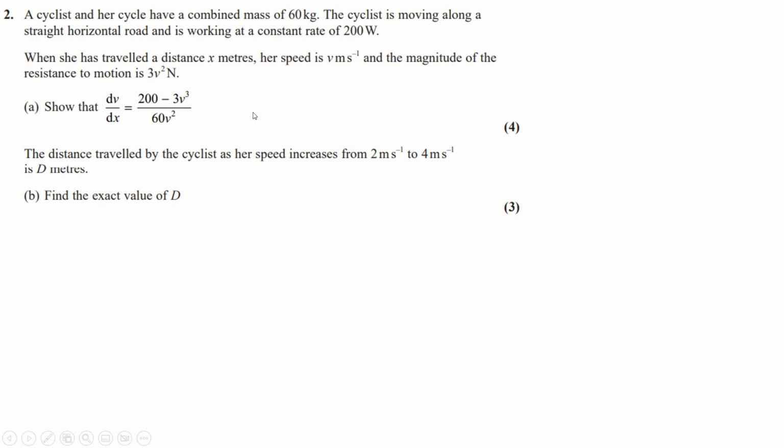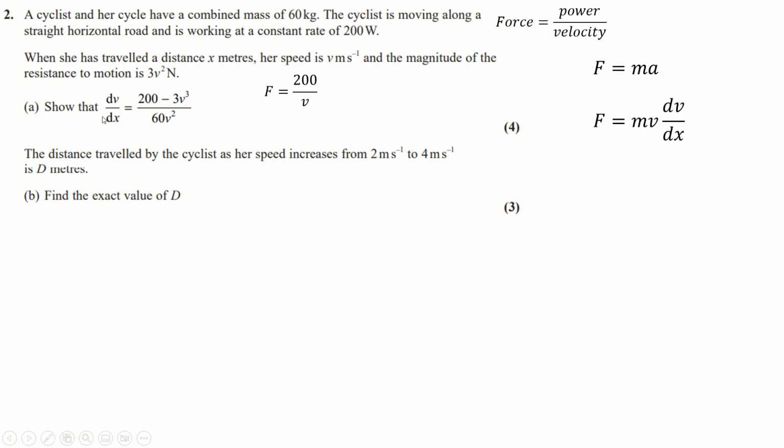Question 2 then is about F equals ma. We've got mass 60, we've got 200 watts, so power over velocity is the force, so divide by v, so force is 200 over v. And then we can set up F equals ma, so this minus the resistance, so 200 over v minus 3v squared, is equal to m a.